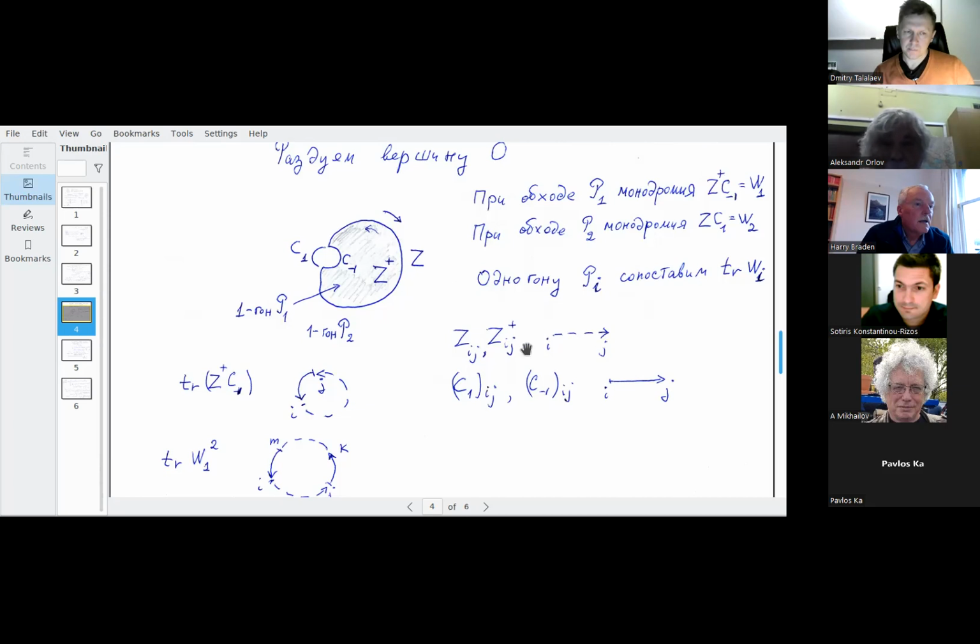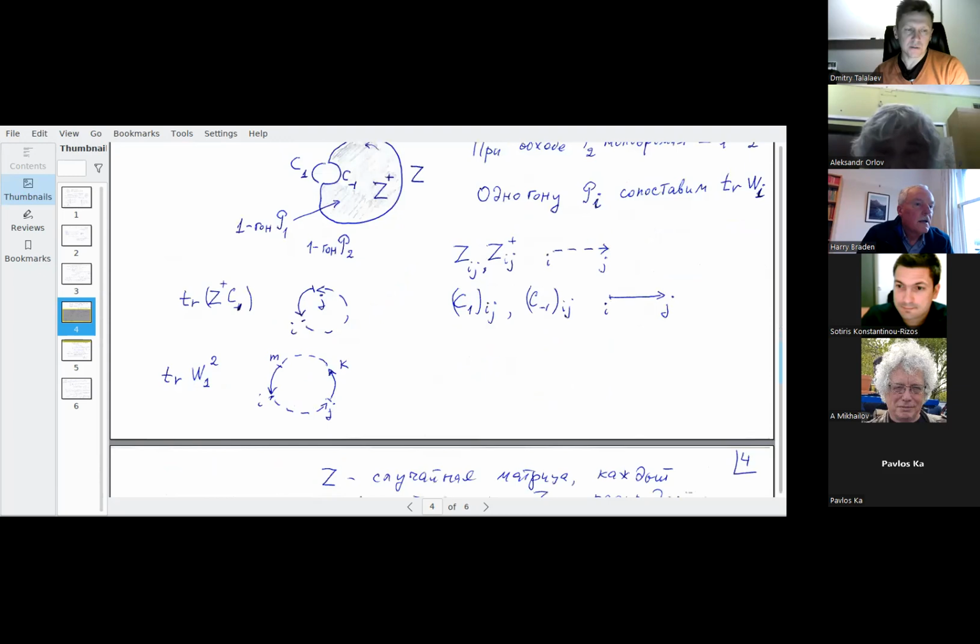And what is the product of matrices? We have just consecutive arrows, because in the product the end of one entry is the same as the beginning of the next. So the product of matrices will be a chain of arrows, and the trace of a product will be a closed chain. Is it clear? Yes, principally it's clear. Okay.